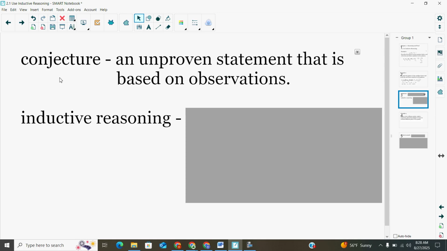If you've proven a conjecture, now it's called a proof. We'll talk about those a lot more moving forward. So we're going to make observations and then come up with a statement that matches with those observations.